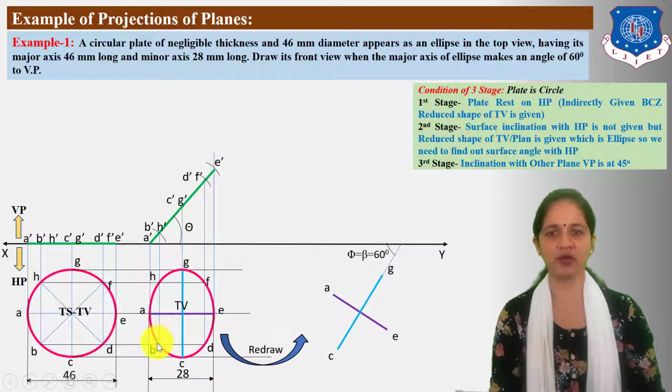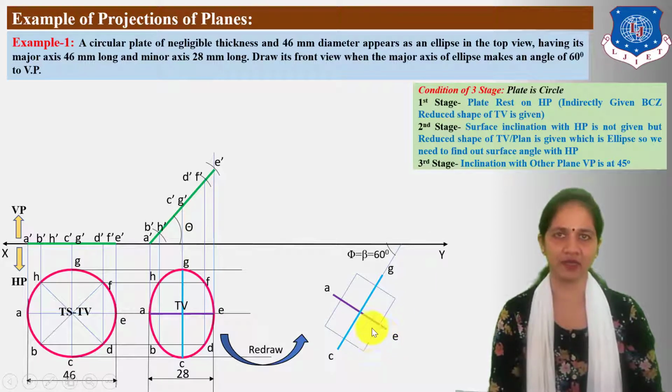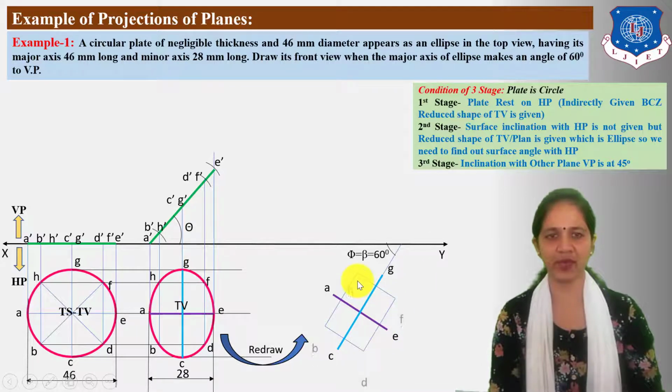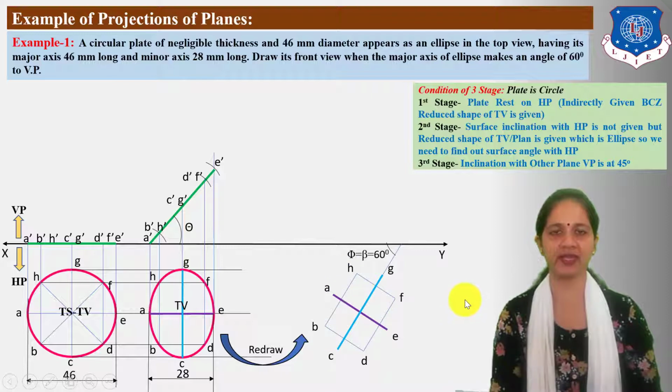Next, for the location of B, D, F and H points, measure the length of this rectangle and transfer this rectangle in the third stage inclined top view and mark here the B, D, F and H points. Connect all these points freehand in the form of a curve, which indicates the inclined reduced shape as per the given angle condition with VP.